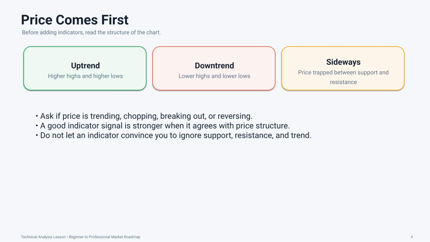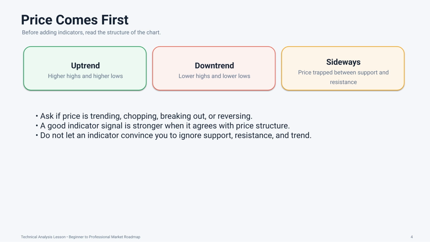Now let's talk about one of the most important rules in technical analysis. Price comes first. Before we add indicators to a chart, we need to understand the basic structure of price. Price can usually be in one of three conditions. The first condition is an uptrend. An uptrend means price is making higher highs and higher lows. This tells us buyers are in control and the market is moving upward.